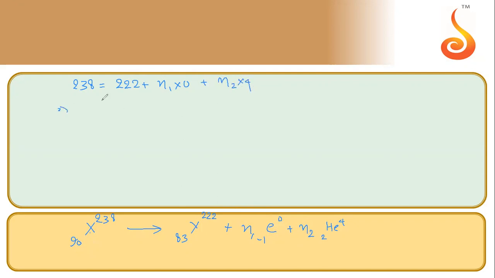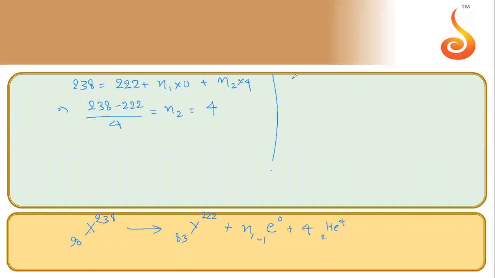Okay. So on solving this one, how much are you getting? 238 minus 222 divided by 4 will be the value of n2. So n2 will come as 4, meaning 4 alpha particles are being released. Okay. Next, we need to find the number of beta particles.